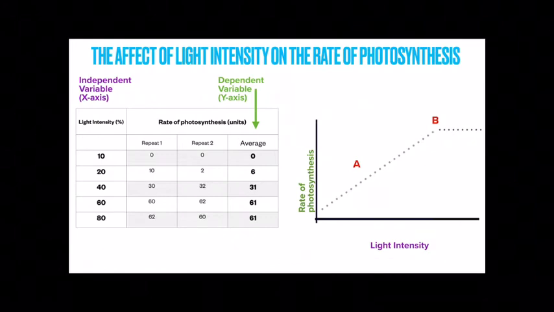That's a common exam question. They might show you a graph like this and say, what is the limiting factor at A? If you look at A, the line's going up, you look down and you get the answer at the bottom. So the limiting factor at A is the light intensity.